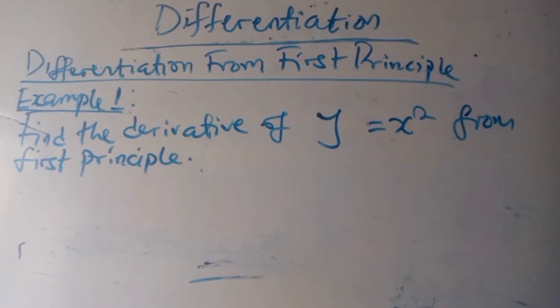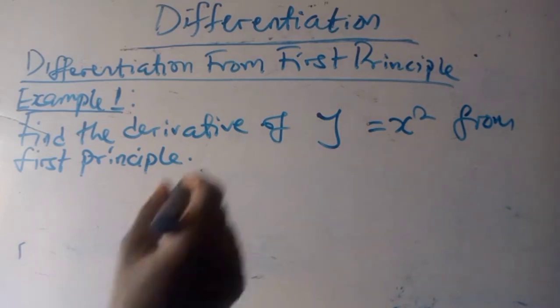Today, we want to explain differentiation using first principle. Differentiation from first principle. Okay, differentiation is a concept of calculus that tends to check the behavior of a function as a result of the behavior of a variable that is linked to it.